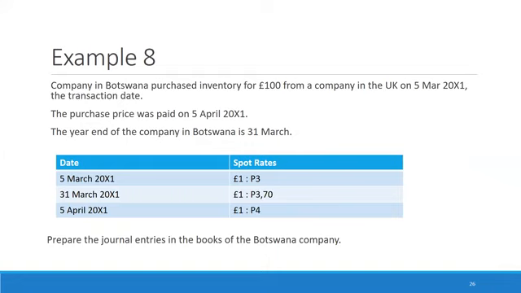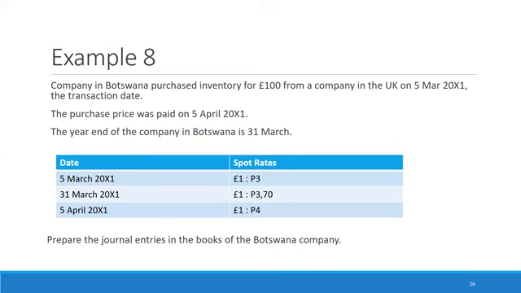So here we can see there's a slight variation from our previous examples where we now have our transaction date on the 5th of March. Then we have the year end on the 31st of March, and only thereafter we have the settlement date on the 5th of April 20X1. So we're going to see that the monetary item, so the foreign debtor or creditor, would be restated at year end of 31st of March, and it will also be restated on the 5th of April, the settlement date. Okay, so two pockets of exchange rate differences that are ultimately going to be recorded in our journal entries.